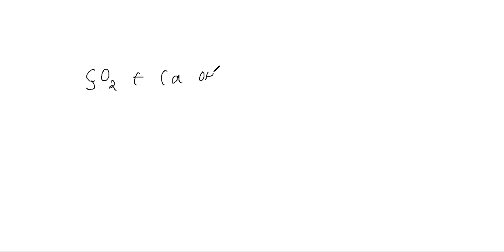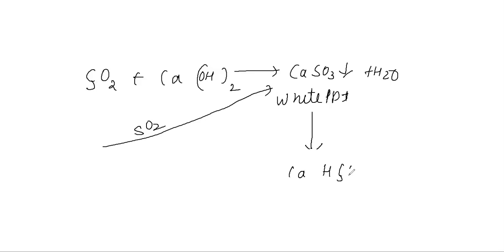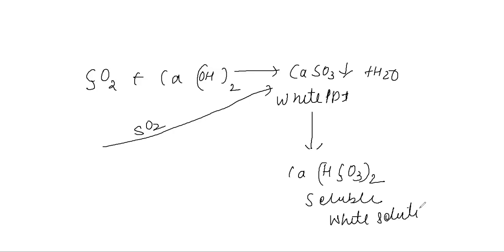the lime water. Here also it is going to convert, because all the calcium salts are white in color, so it is going to form a white precipitate plus water. And again, if you pass more SO2 gas through it, it will dissolve into Ca(HSO3)2, and that is also soluble. So here you are going to get a soluble white solution. But till here, everything is the same as with CO2 gas, right?